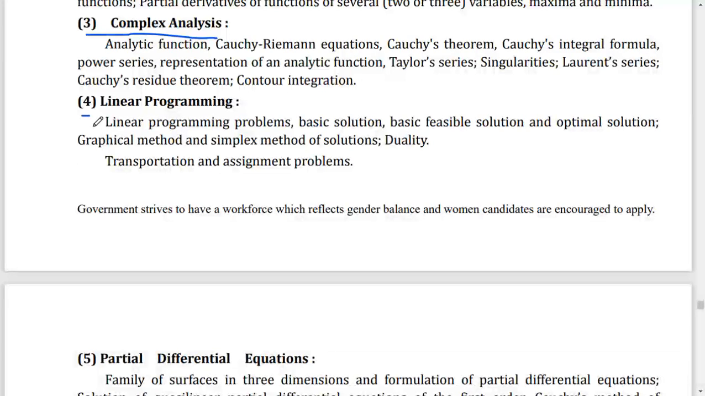4. Linear Programming. Linear programming problems, basic solutions, basic feasible solutions and optimal solutions, graphical method and simplex method of solutions, duality, transportation and assignment problems.